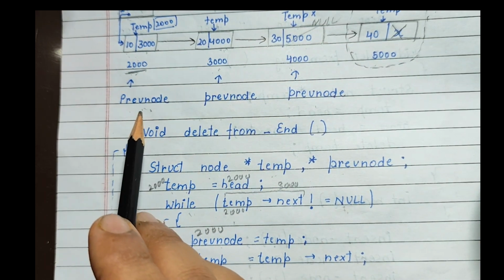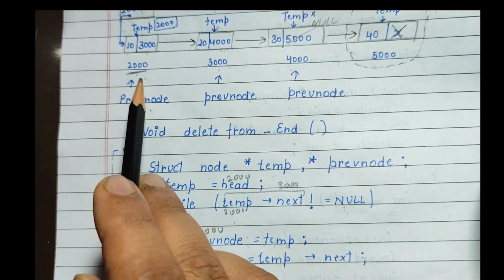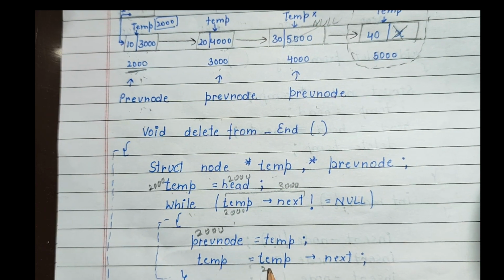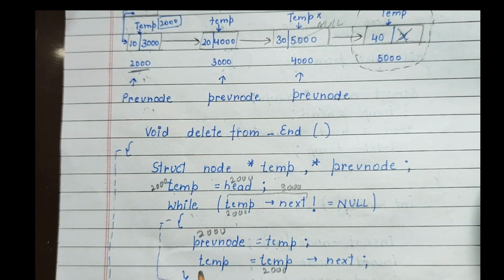It means previous node points to which address? Previous node points to 2000 address. After this I write temp is equal to temp of next. I update the value of the temp. So temp has a value 2000. Now temp of next becomes 3000.